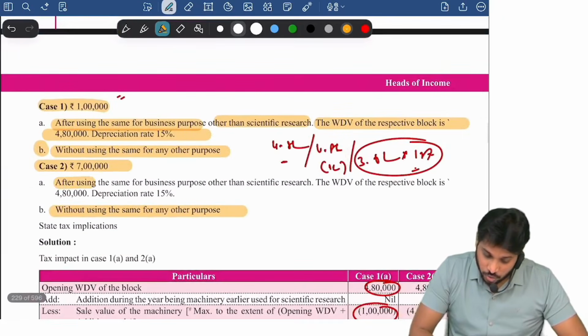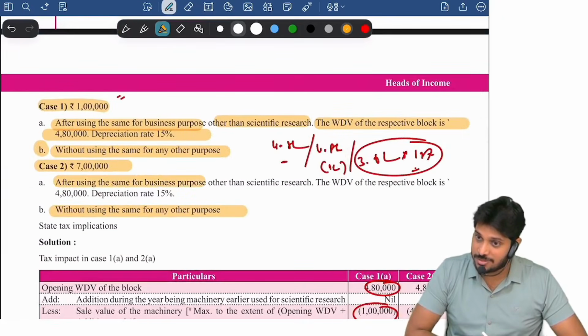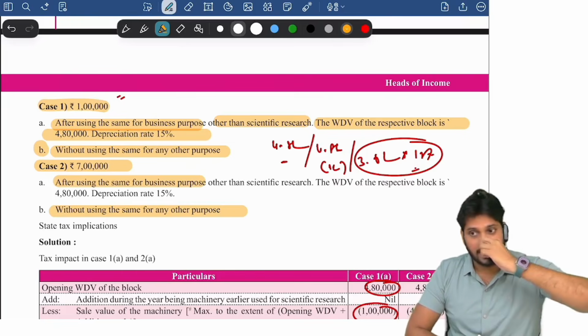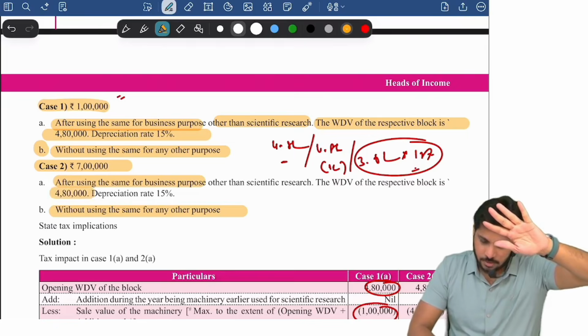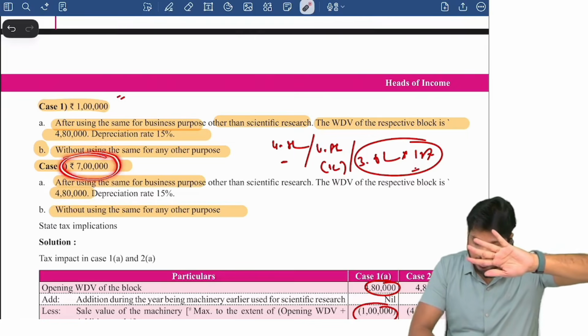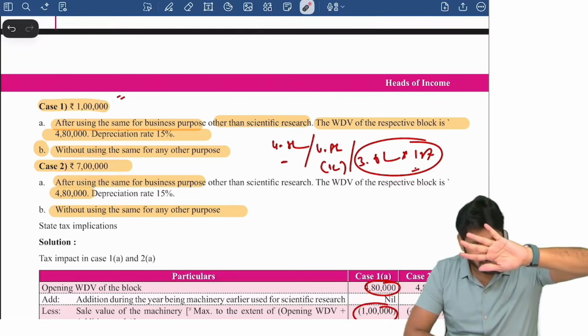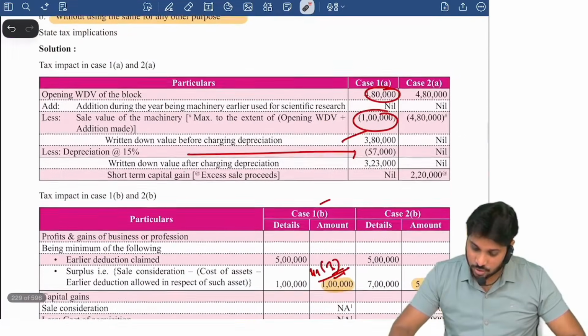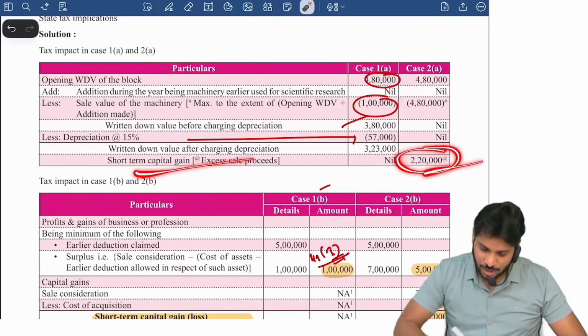Suppose it is sold after using the same for business purpose, then add into block 0. Okay, 4 lakh 80 plus add into the block 0. 4 lakh 80 minus part of a block sold for 7 lakh gives 2 lakh 20 short-term capital gain. Directly in that case, the answer is no depreciation. 2 lakh 20 directly short-term capital gain.